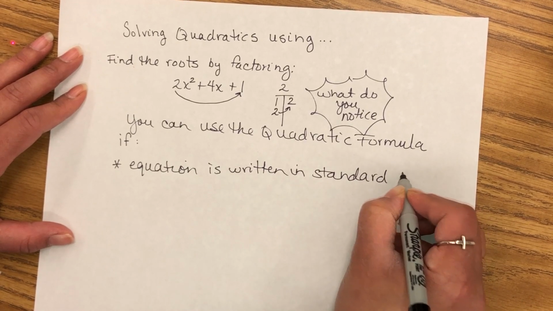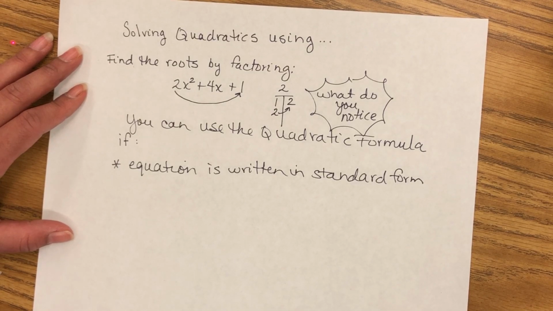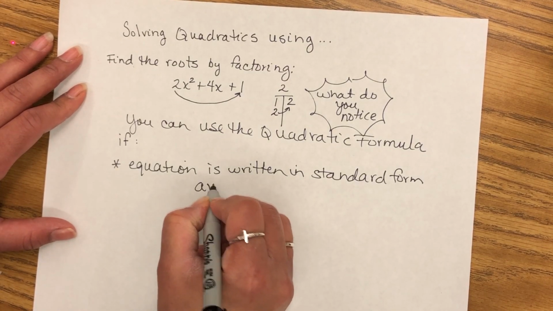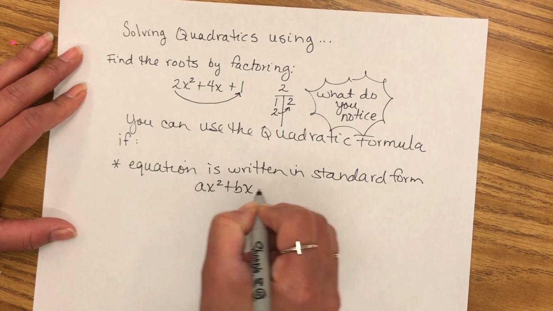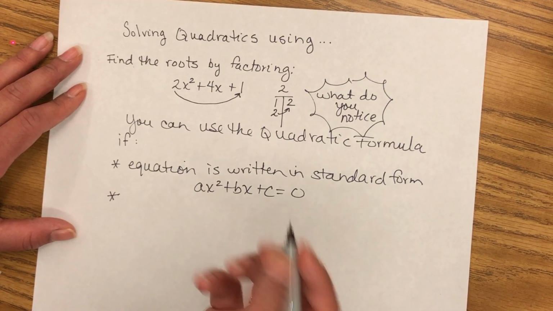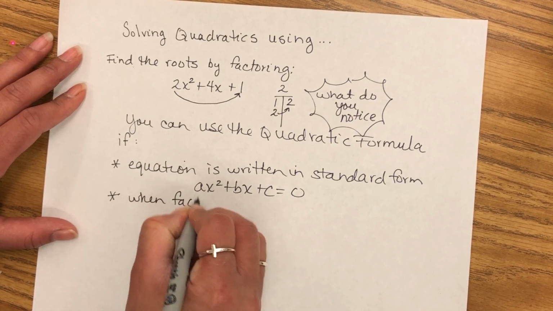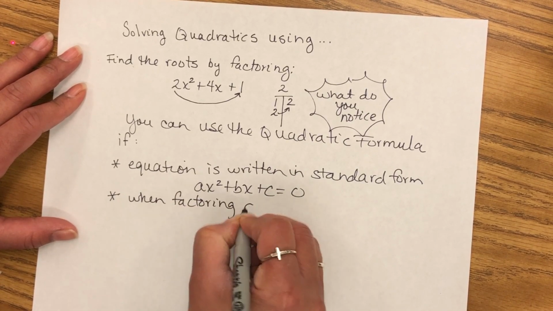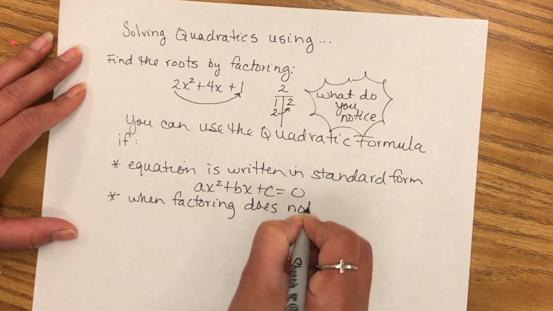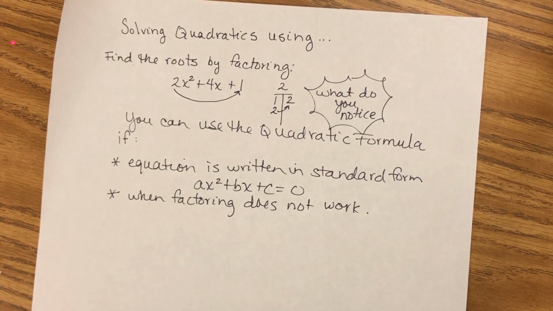A couple of things have to be present in order for you to be able to use the quadratic formula. Number one, the quadratic has to be written in standard form. That just means that all the numbers in that quadratic have to be together on one side. Another reason why you would use the quadratic formula is because factoring didn't work. So here's what the quadratic formula says.